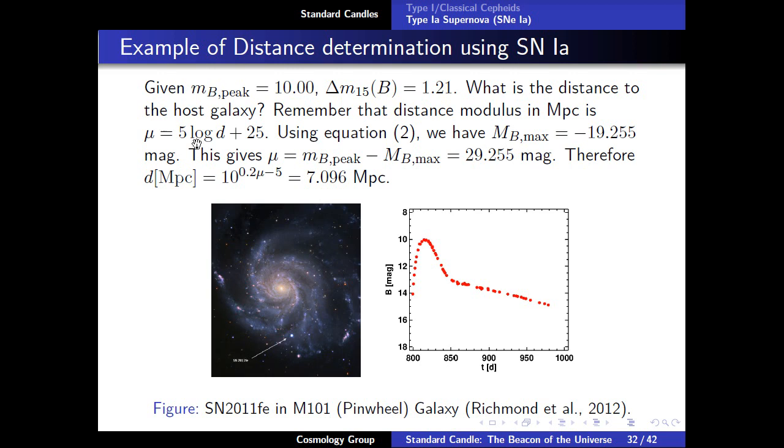And next, this is the distance modulus, and using this relationship we can find that the distance in megaparsec is equal to 10 to the power 0.2 mu minus 5. If we put the value here for mu, which is equal to 29.255, then we find that the distance to the galaxy is 7.096 megaparsec. And the data of this supernova is taken from Richmond et al. 2012.